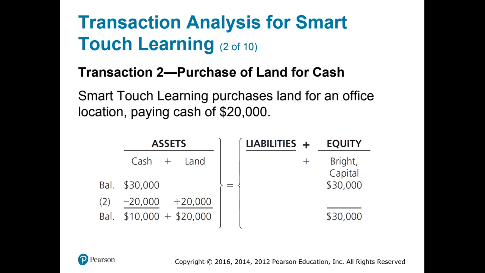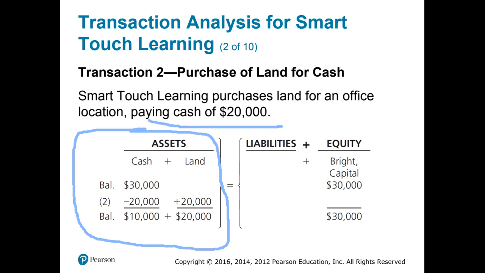That means everything that we do is going to show up under our assets on the left. We're not going to do anything to the right side of the equation for this transaction. Then we decide if each account increases or decreases. We purchase land and we pay cash of $20,000. Is our cash going up by 20,000 or down by 20,000? Down. So the cash account is going to go down by 20,000.